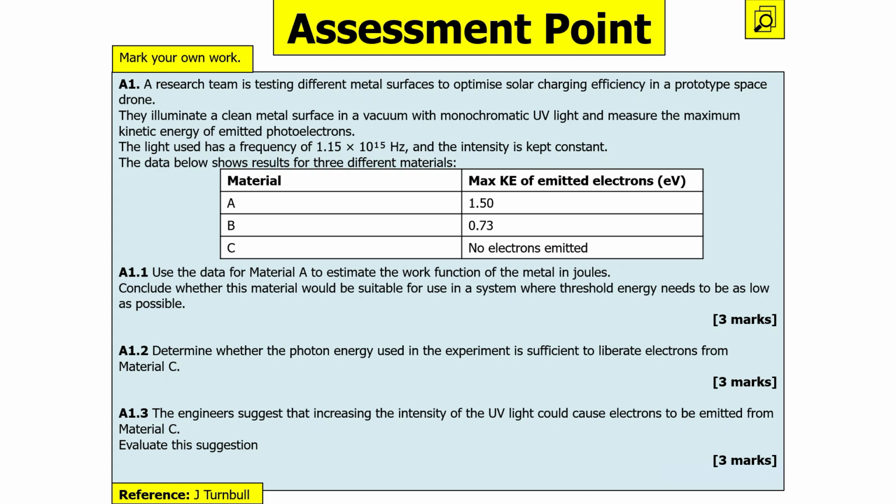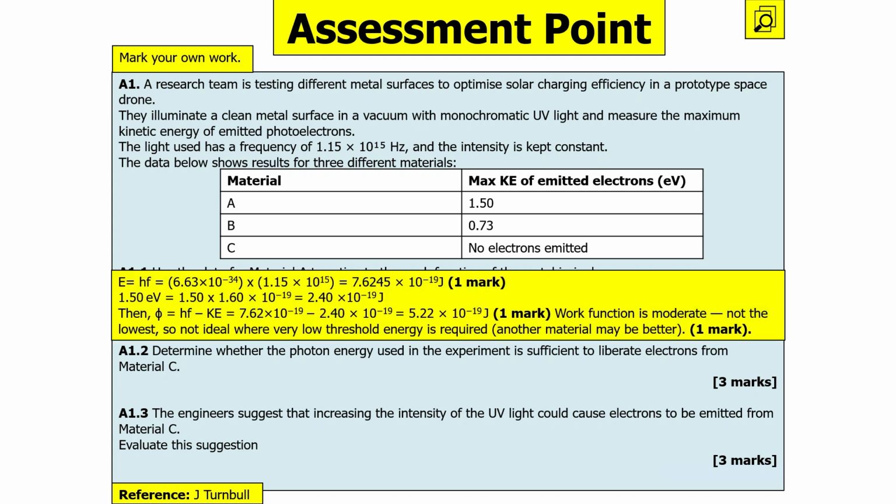Right, in our first one, we know that E equals hf. So we pop in our values, we see it's 7.6245 times 10 to the minus 19 joules. We know 1.5 eV is 2.4 times 10 to the minus 19 joules. Therefore, we know the work function is hf minus KE. So it's going to be 7.62 times 10 to the minus 19 minus 2.4 times 10 to the minus 19, which is 5.22 times 10 to the minus 19 joules. So our work function is a moderate value, not the lowest, so not ideal where very low threshold energy is required, so another material could possibly be better.